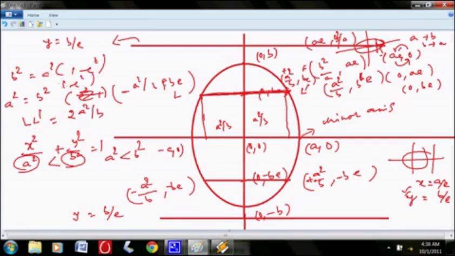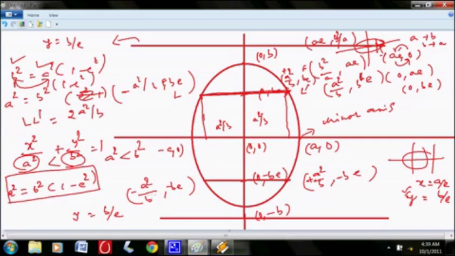It's 1 minus, excuse me. It was originally b square is a square into 1 minus e square. Only the a and b will change the position, so this is a square is b square into 1 minus e square. You will understand all these things quite easily once you operate the problems.